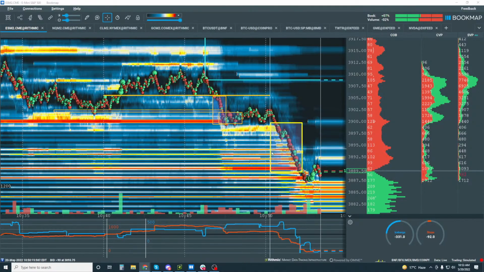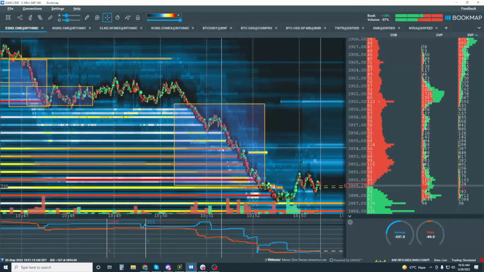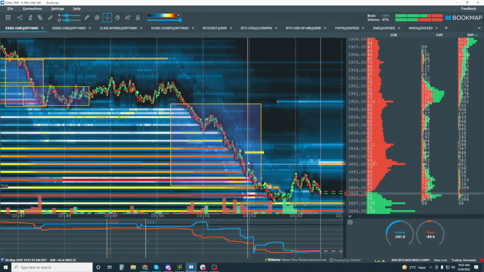Lots of liquidity, guys, on the way down here too. So we'll take a look at this. They're getting filled in here. That's pretty high liquidity in here.